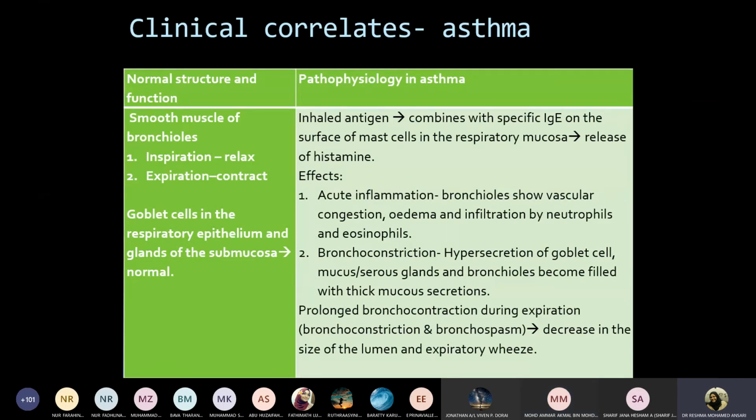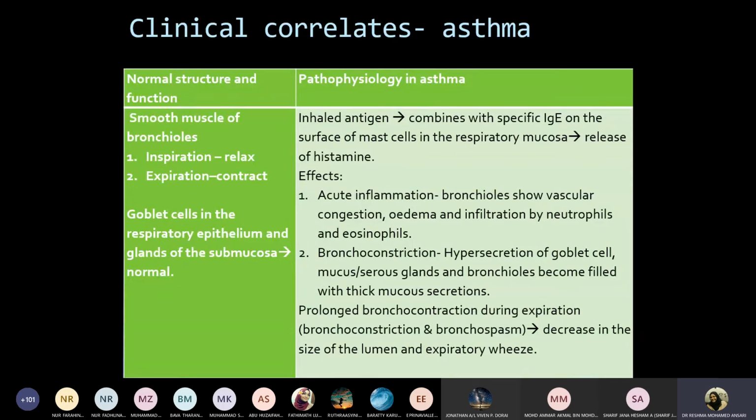NSAID is non-steroidal anti-inflammatory. It is just to fight against your prostaglandins. It's for your pain mechanism. They do not help in mast cell stabilization, or with histamine or bradykinin and all. Only steroids will help. So when you want to target the prostaglandin mechanism, then you give NSAIDs. When you want to target your histamine, bradykinin, and those things, you have to give steroids.